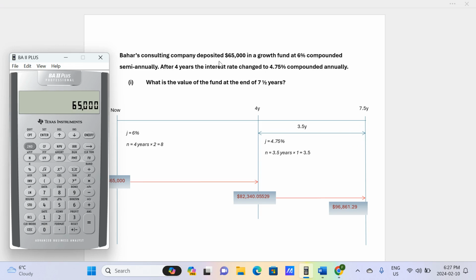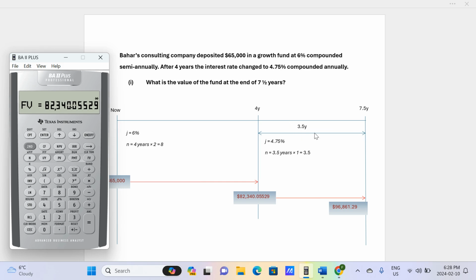But the cash flow of investment is always negative, so negative and then PV. Then 0 PMT because from the beginning to the end of 4 years, there is no payment in the middle. 0 PMT. Now compute future value. Look at here, we get 82,340.05529. We don't round this number because it's not the final answer. I'm going to keep all the decimals. Now this future value would be the present value for 3.5 years.